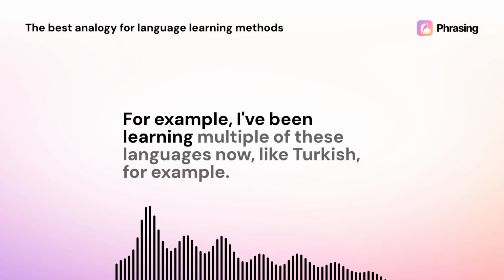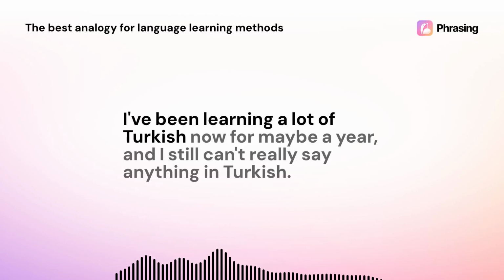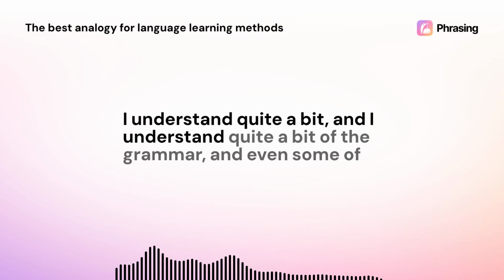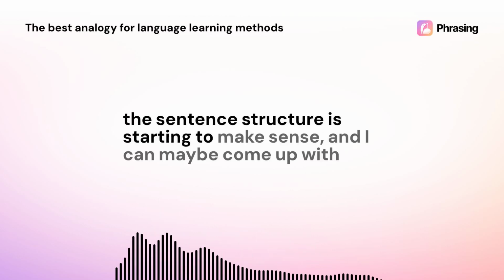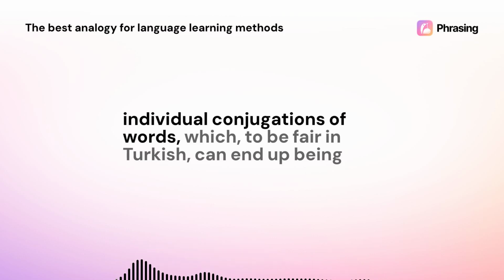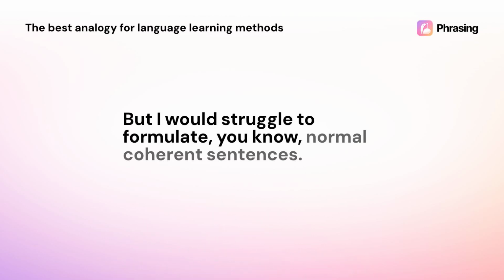For example, I've been learning multiple of these languages now, like Turkish. I've been learning a lot of Turkish for maybe a year, and I still can't really say anything in Turkish. I understand quite a bit, and I understand quite a bit of the grammar, and even some of the sentence structure is starting to make sense. And I can maybe come up with individual conjugations of words, which, to be fair, in Turkish can end up being entire sentences. But I would struggle to formulate normal, coherent sentences.